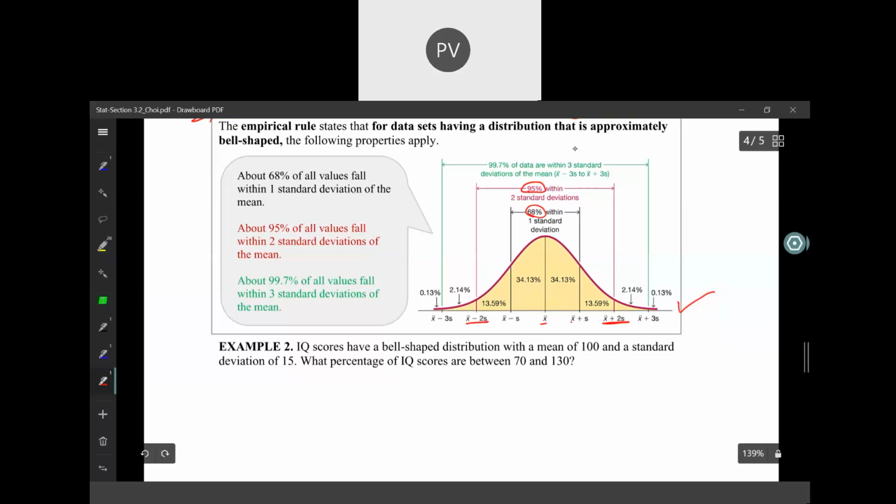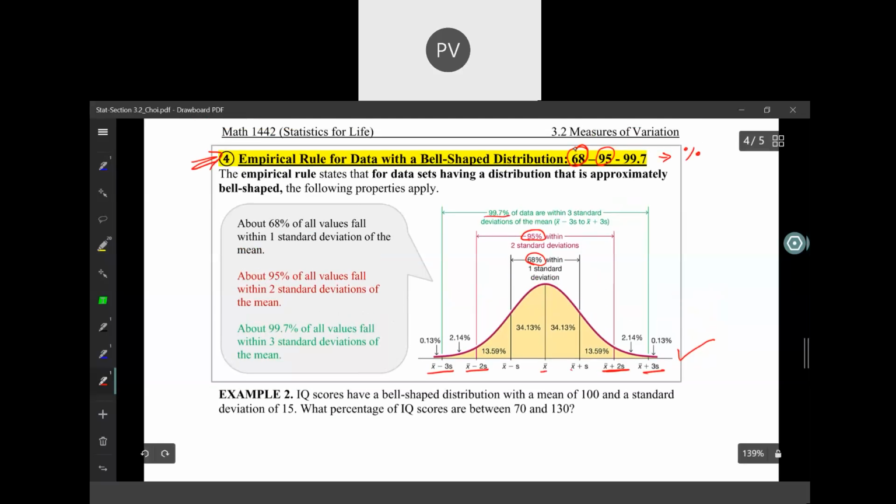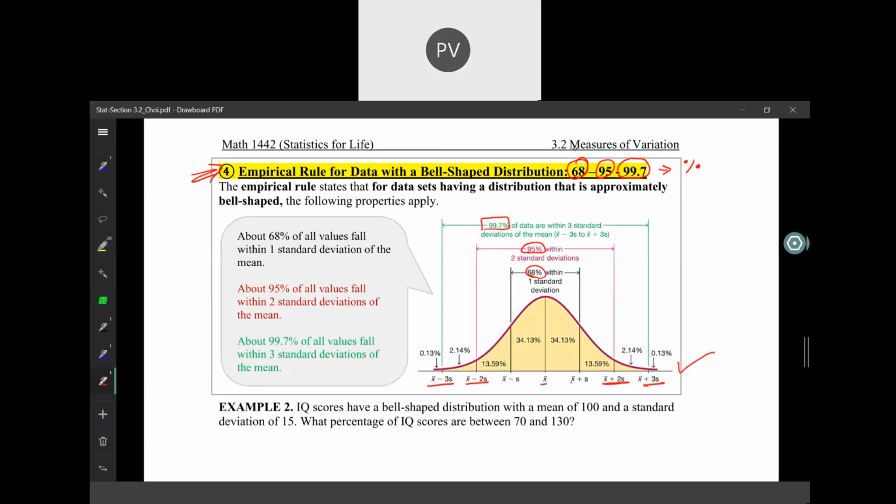If the data values lie within 3 standard deviations, then the percentage is 99.7%. This is the rule. So the data values which lie within that range must be 99.7%. That is called the empirical rule for data. So we can easily say by looking at the graph whether it is normally distributed or not.